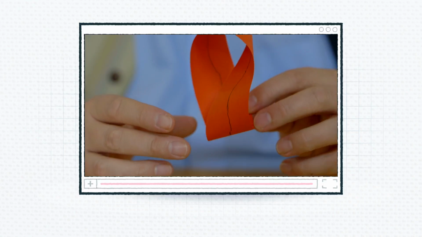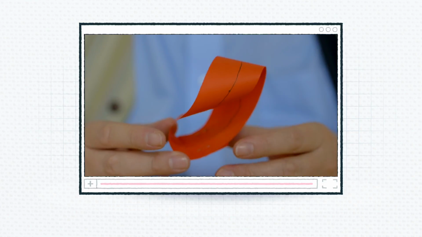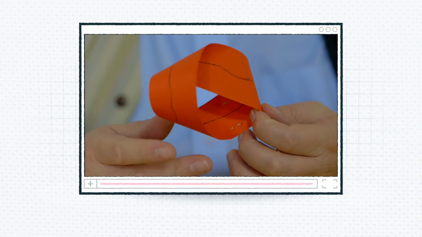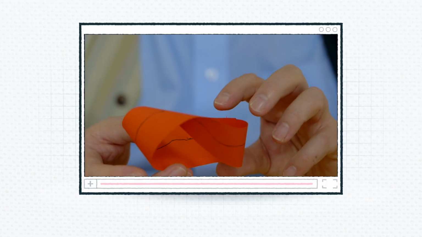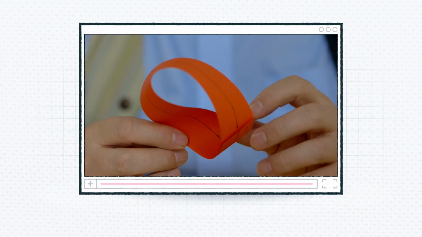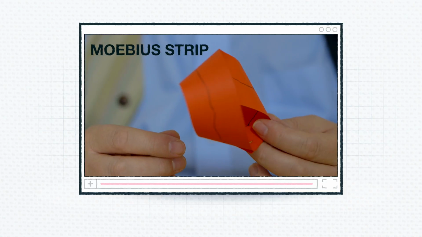Let's try drawing a black line on the outside of this. The black line covers all of the paper. There is no inside and outside here. This loop has only one side. This kind of loop is called a Möbius strip.